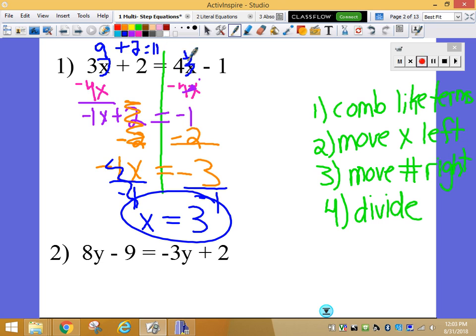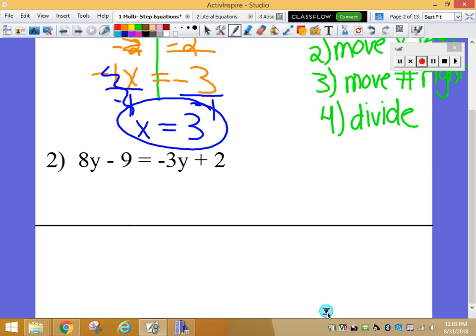4 times 3 is 12. 12 minus 1 is 11. So what this answer means is if I plugged in a 3, I would get the same thing on both sides. So these are pretty easy to check your answer. There's no reason you should not make 100, because every answer you can plug it in. And if you don't get the same thing on both sides, then you did something wrong and we need to try it again. Okay? Let's go and do example 2.